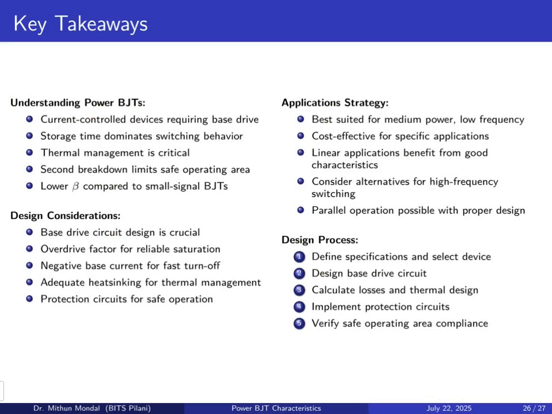Some of the key takeaways from today's discussion: we have understood the power BJT is a current control device. It requires a base drive network. The storage time dominates the switching behavior. Thermal management is very critical. Second, breakdown limit, so operate within the safe operating area. It has a lower current gain compared to the small signal BJT. So when you compare the small signal BJT with the power BJT, the power BJT will have a lower beta. Otherwise, the operation remains the same.